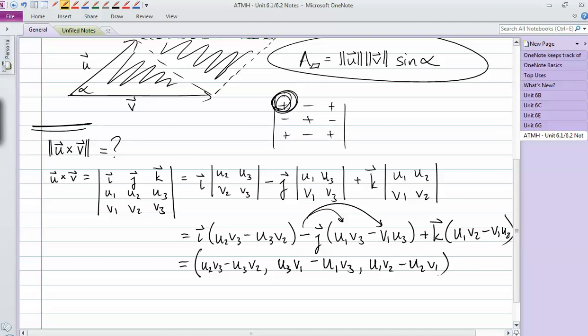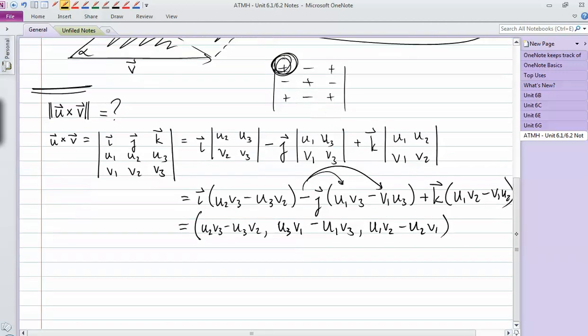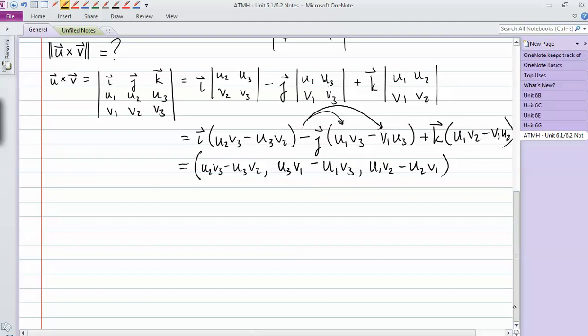Okay, so I want to look at the magnitude. I'm going to do some tricks here to make the calculation slightly easier, and I'm going to wave my hands over one part of it because it's way too annoying to actually work it all out. So I'm going to look at the magnitude of u cross v squared. Now remember, if I have some vector, I'll call it a, and I square its magnitude, that's the same thing as a dot a.